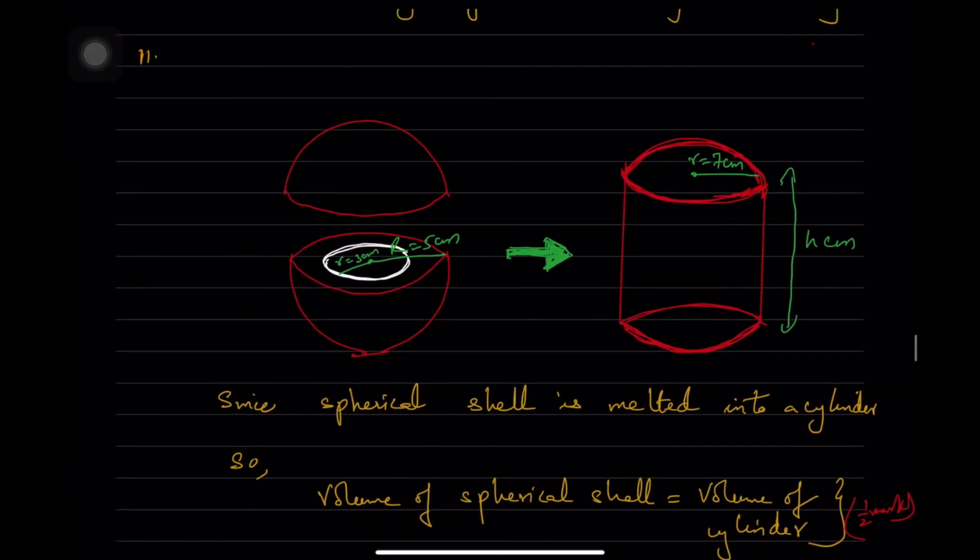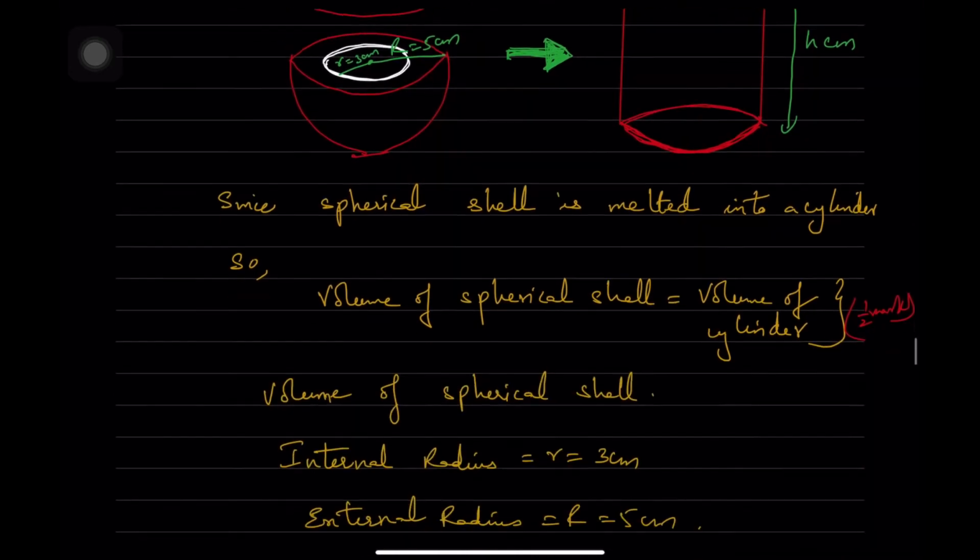Now this is the figure given. A spherical shell is melted into a cylinder. You can see the spherical shell. It's having an inner radius as 3 centimeters, outer radius as 5 centimeters, and it is now melted into a cylinder which is giving you a radius of 7 centimeters, and the height is what we have to find out. Then volume of the spherical shell is equal to volume of the cylinder.